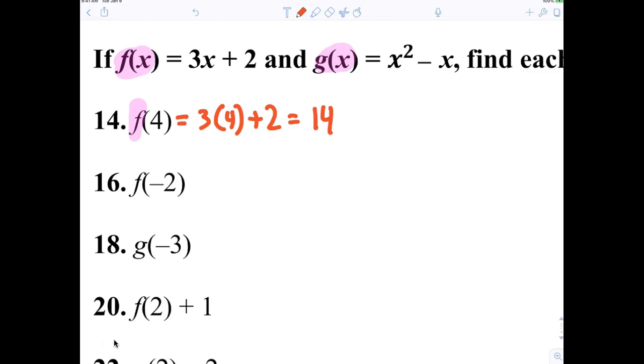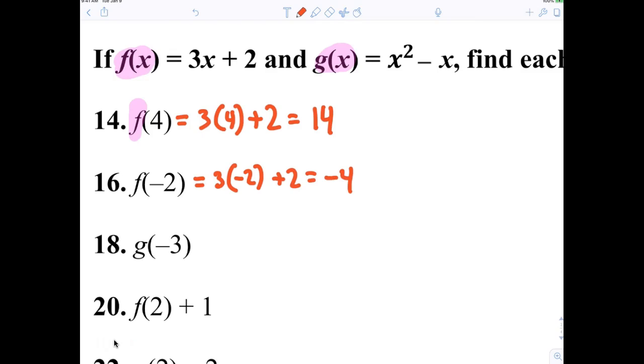Everybody good? Okay, so now f of negative 2. 3 times negative 2 plus 2. That's what I want you to write down. What does that equal, somebody? I think negative 4, right? Does everybody agree negative 4? Plus 3 times negative 2 is negative 6. Negative 6 plus 2 is negative 4.